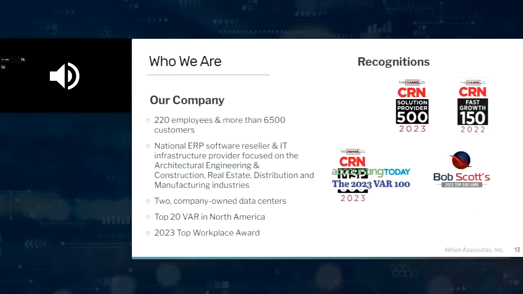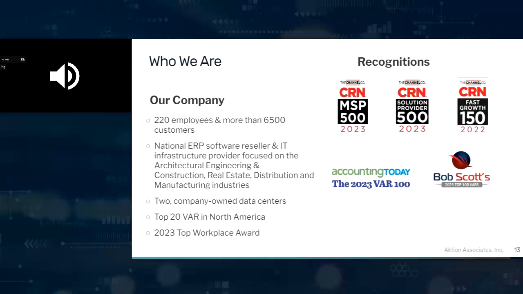A little bit about Action Associates, who Jason and I work for. We are over 220 employees with over 6,500 customers, a national ERP software reseller and IT infrastructure provider focused on the architectural engineering, construction, real estate, distribution, and manufacturing industries. We have 2 company-owned data centers. We're a top 20 VAR in North America, and we were awarded the 2023 Top Workplace Award.